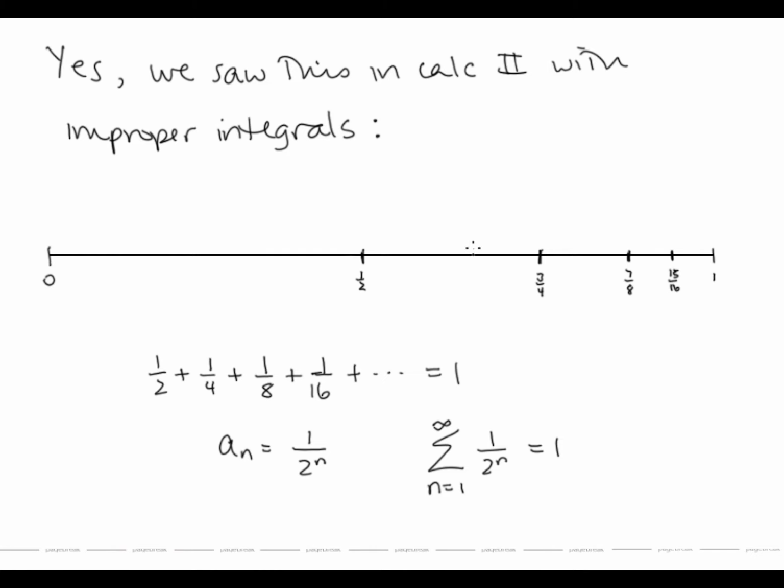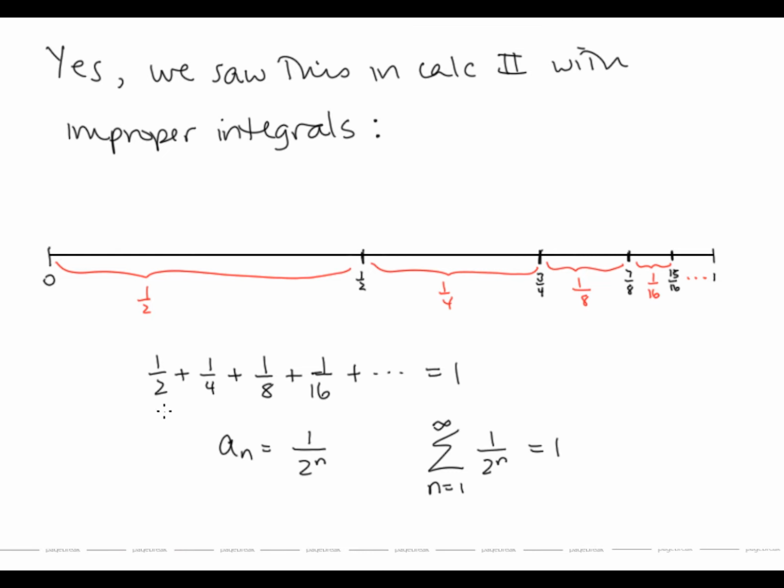Here's the real number line from 0 to 1, and we have markers here at 1/2, 3/4, 7/8, 15/16, and so we're going to add together this distance of 1/2 plus this distance of 1/4 plus this distance of 1/8 plus 1/16, etc. And we know that if we keep adding in this way, we're going to get the entire distance from 0 to 1. So this summation is going to equal 1.